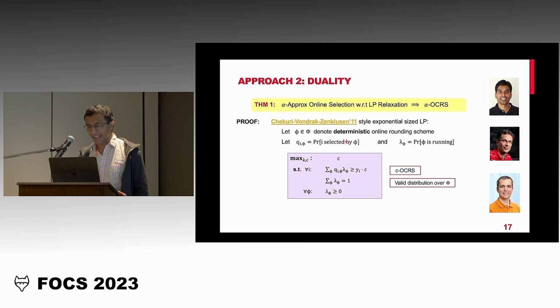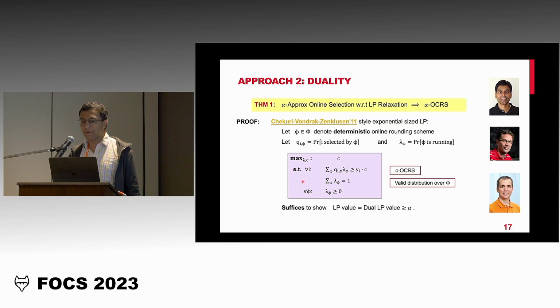Okay, so you might wonder, why do I care about this? That sounds like too complicated an object. But notice, what suffices is if I can show you that this LP has a value of, say, 0.5, then it will give me a 0.5 OCRS. It implies there exists a 0.5 OCRS, and that's what we are trying to show. Alternatively, because of LP duality, if I can show that the dual LP has at least a value of 0.5, I have a 0.5 OCRS. And this is the reason I'm saying this is the dual view.